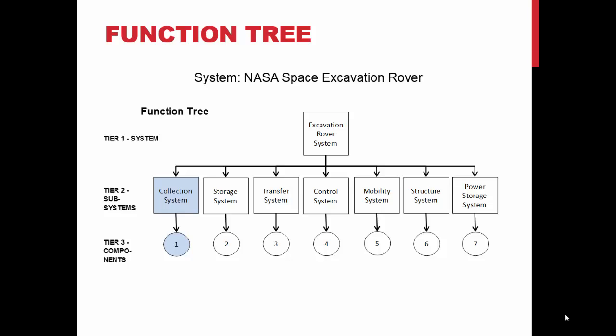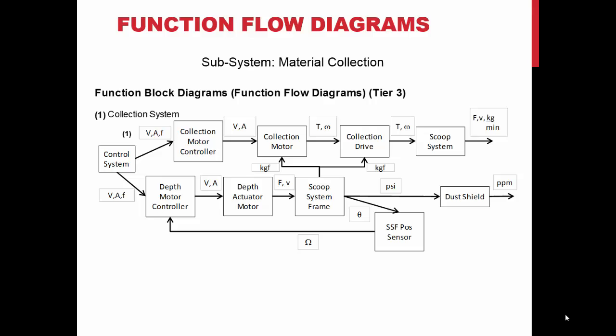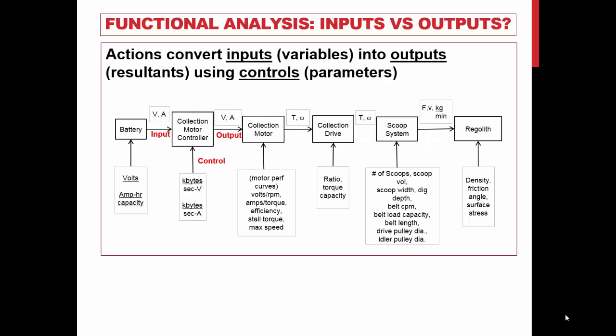So again, if we take a look at our NASA excavation rover and its function tree, we're going to focus on the collection system, and we're going to put together a block flow diagram such as we showed here earlier, noting the flow of all the signals through the system. Our main concern here, we're going to look at the upper part of it, dealing with the collection motor and the scoop system. So we simplify our system for the sake of building a model. We want to take note that each block has an input, it has an output, and then there are control parameters that go with it. If we track the inputs and outputs through the units, these quantifiable items that we can measure, it helps us better establish our model.